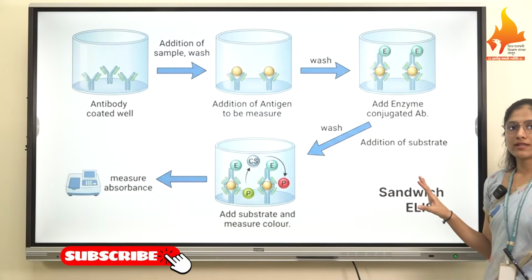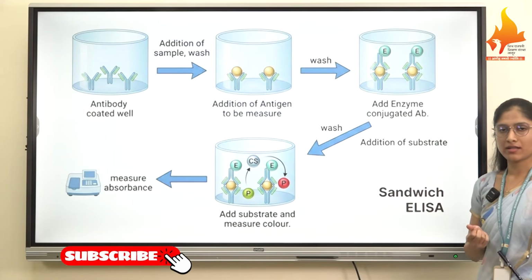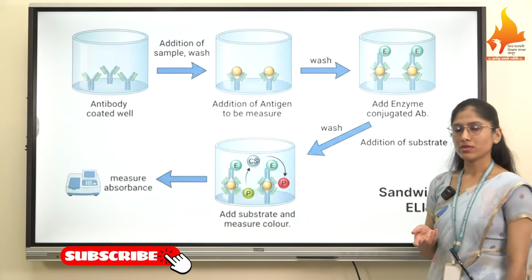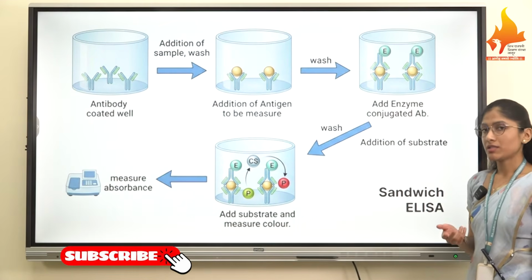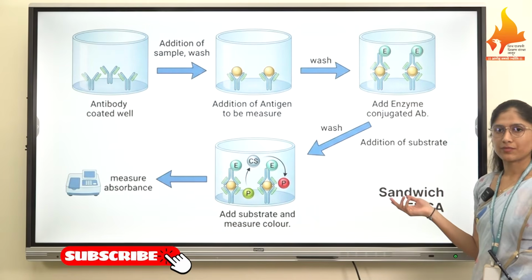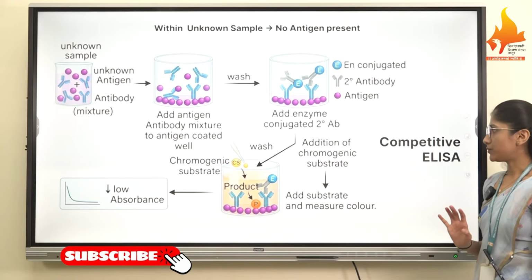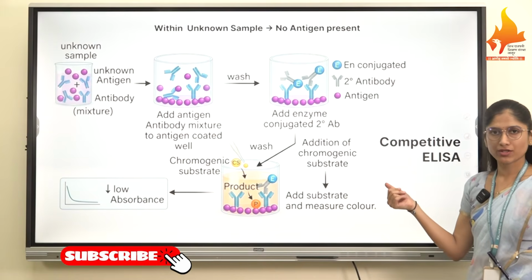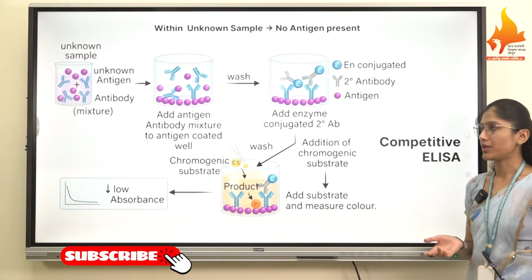In sandwich ELISA, there is the detection of antigen. Along with that, there is the detection of cytokines, hormones, proteins, glycoproteins, then vitamins, serum proteins, etc. That is the sandwich ELISA. The last type is competitive ELISA. Competitive ELISA is used for the detection and the quantification of antigen as well as antibody.